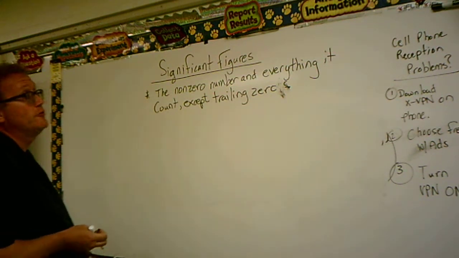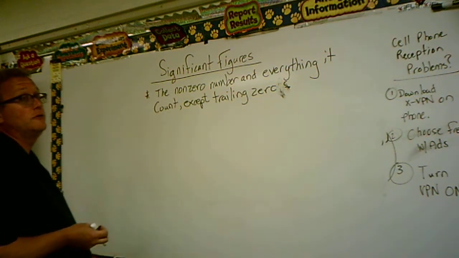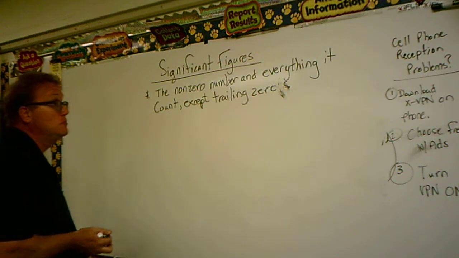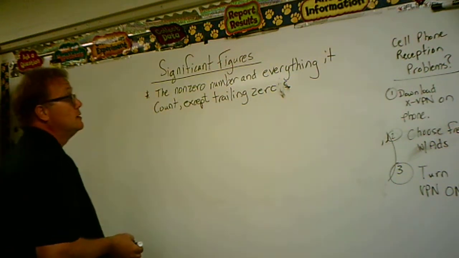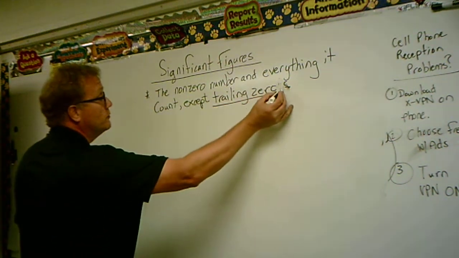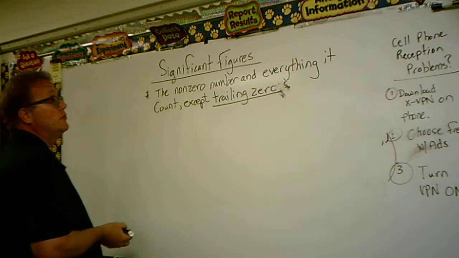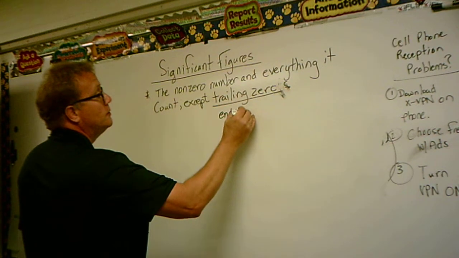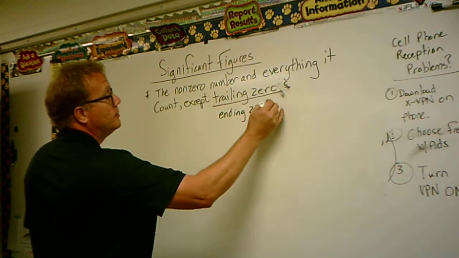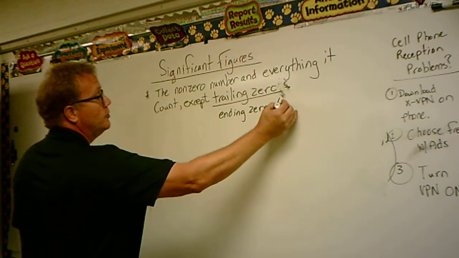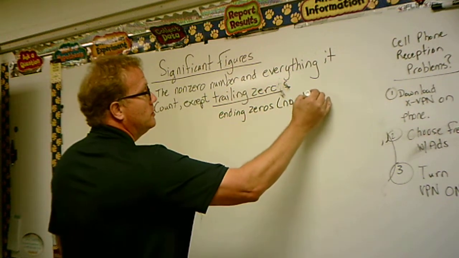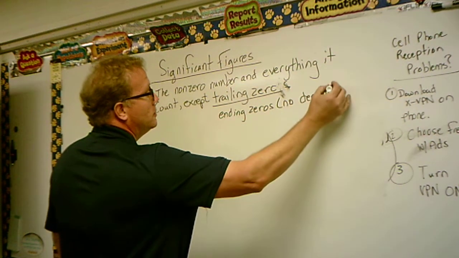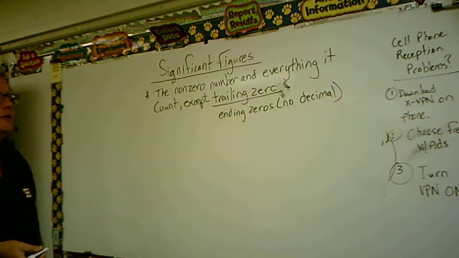Okay, so once you have that definition, everything's all nice, but it doesn't really tell you how to count them. So let's say, first of all, we figure out what a trailing zero is. Well, those are ending zeros with no decimal. And that means anywhere in your number.